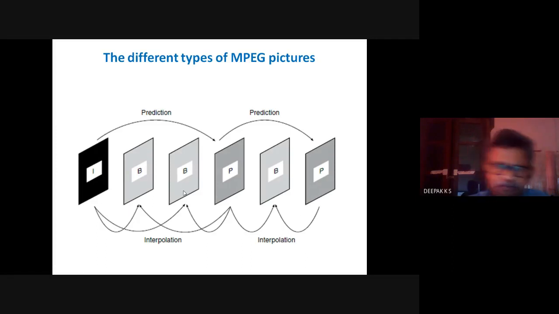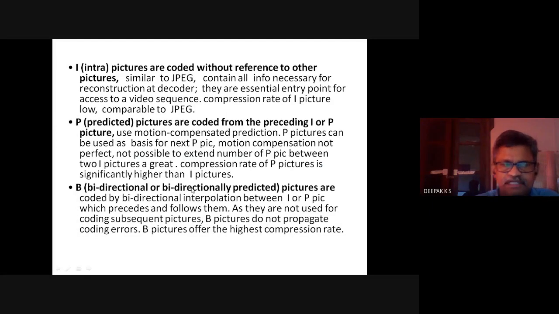There are three types of picture. This is an original picture like a JPEG. It is not from any other pictures. It's not based on any other pictures. This is our natural picture, whereas all these others are based on prediction. So three types of pictures are there.